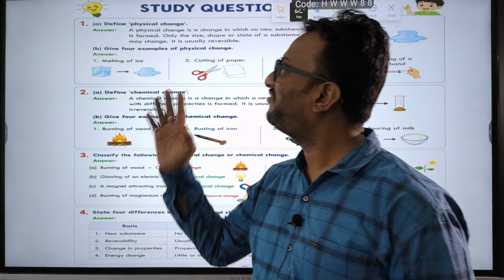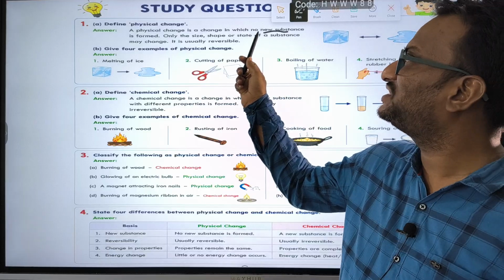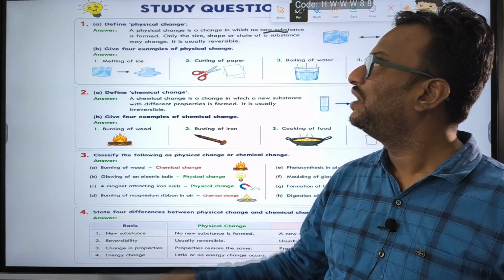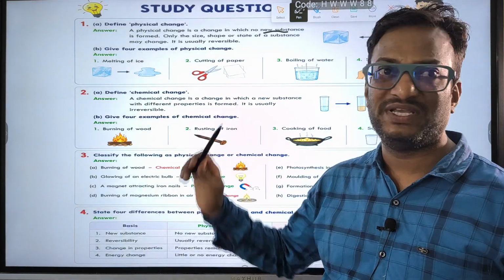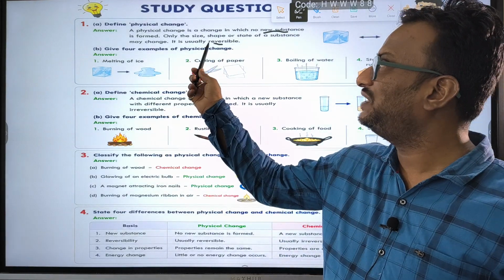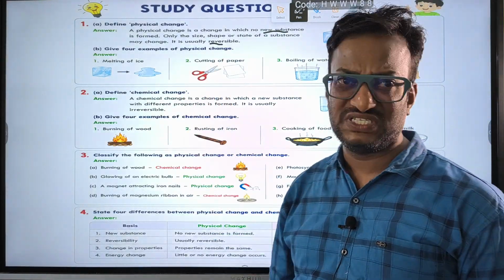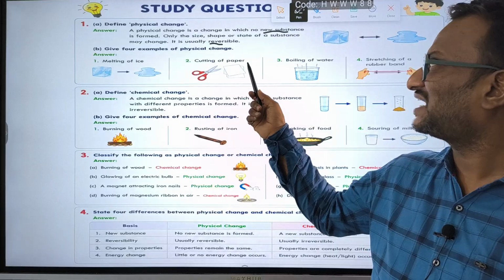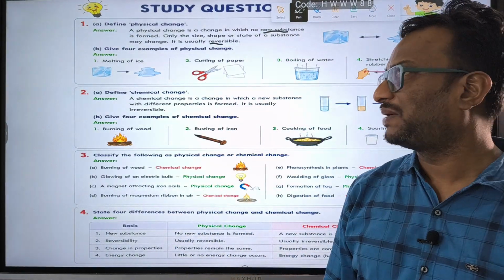Next one, define physical change. So what is a physical change? It is a change in which no new substance is formed, only the size, shape or state of the body is changed. It is usually a reversible change. Give 4 examples of physical changes: melting of ice, cutting of paper, boiling of water, and stretching of a rubber band.